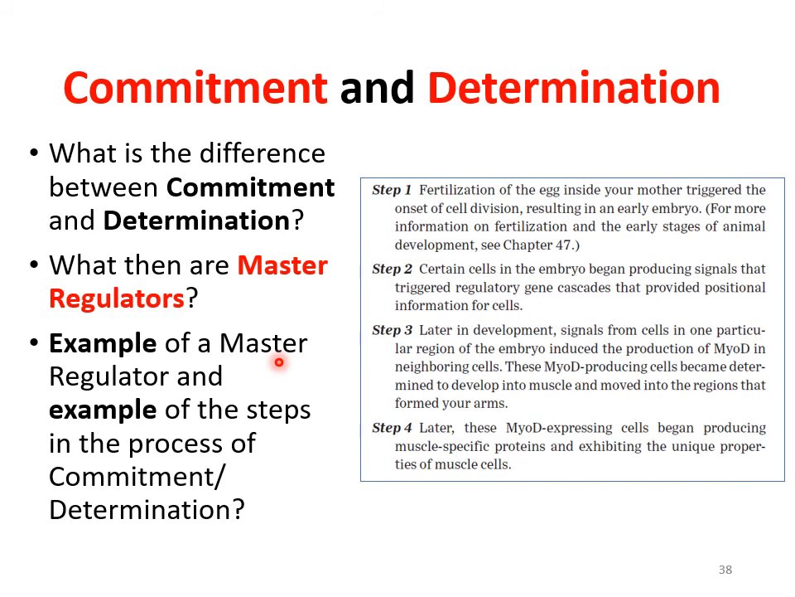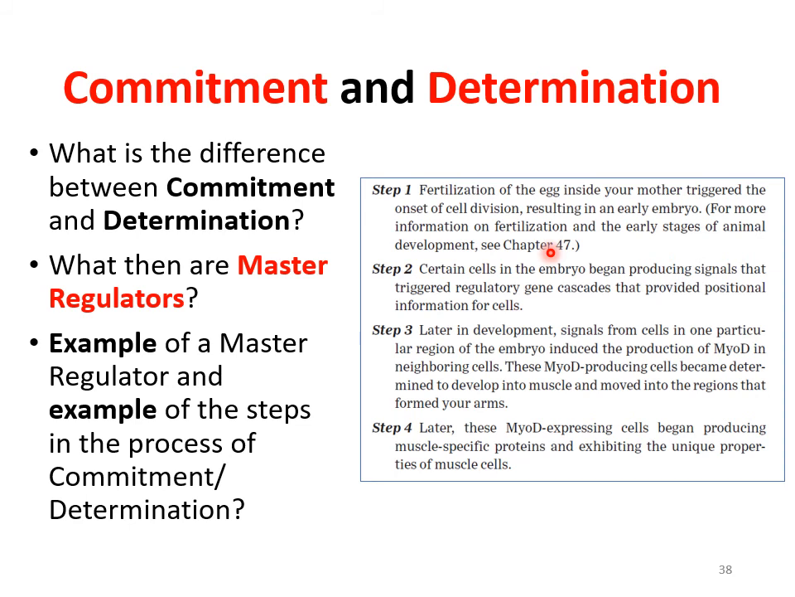And this here is an example. Steps 1 through 4 are examples of steps in the process of commitment and determination, specifically the path that cells in your bicep or any other muscular area of your body would take to become muscle cells. Okay, and you notice that early on, while in, for instance, the early embryo stages, a lot of the cells are undifferentiated. Okay, they don't have an exact purpose or cell type yet.